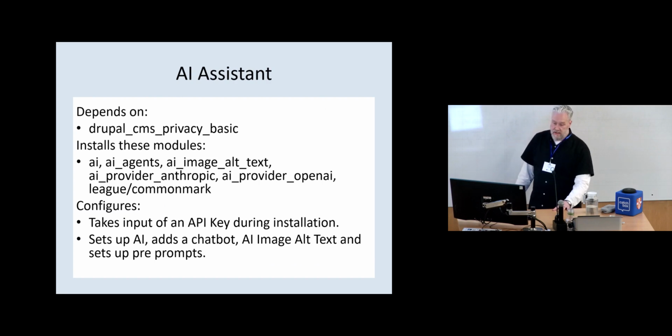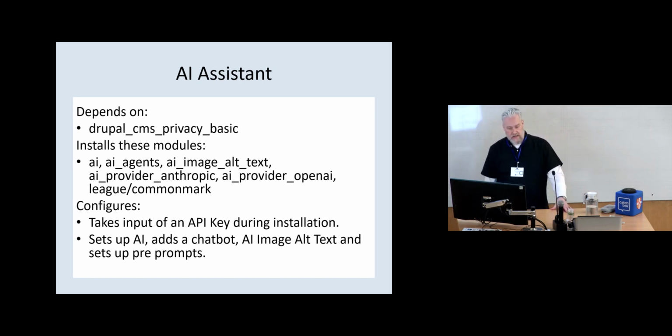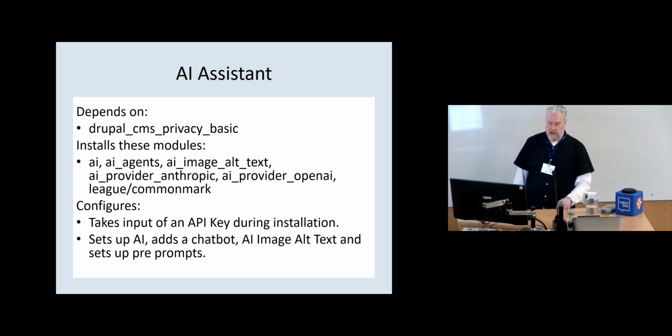The AI Assistant, there's a lot of modules involved here. You've got AI Agent, AI Image Alt Text. You've got Anthropic and OpenAI as AI providers. And then CommonMark is a Markdown library, just to help you with your pre-prompts, etc.